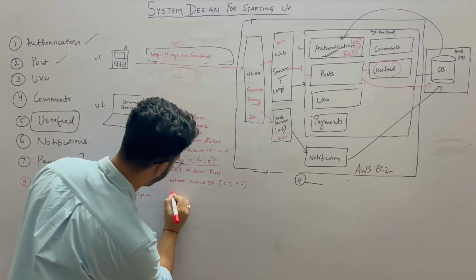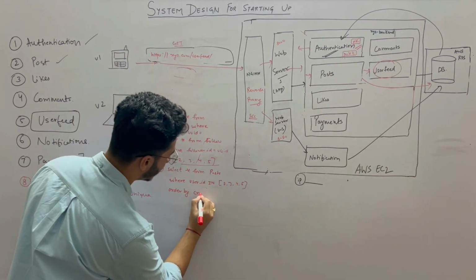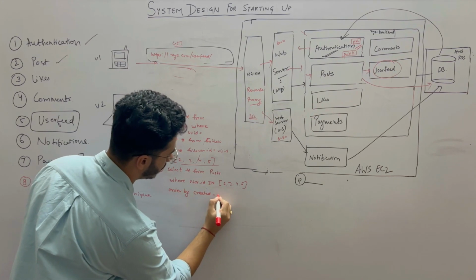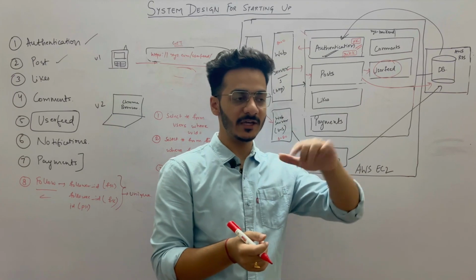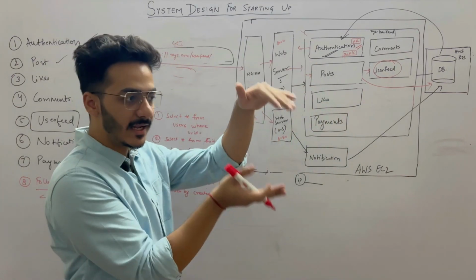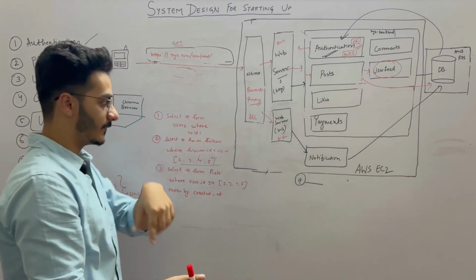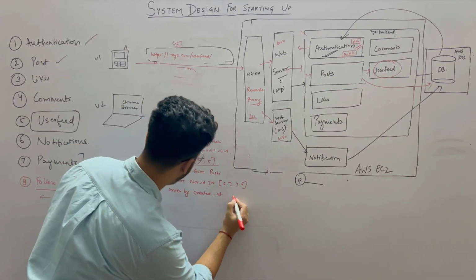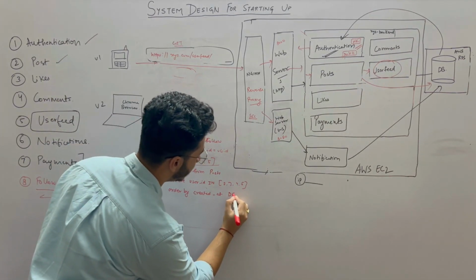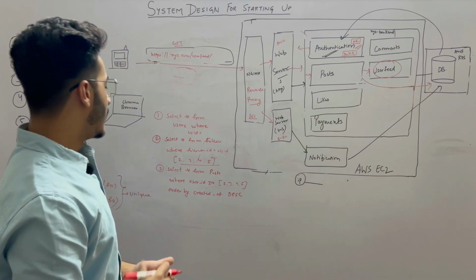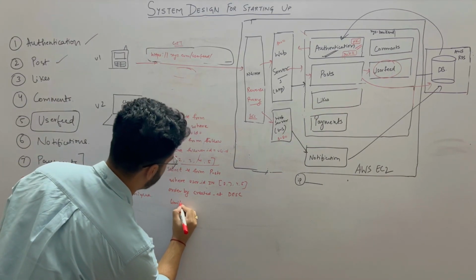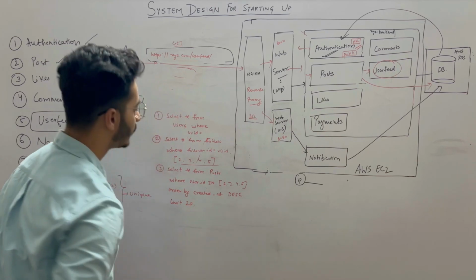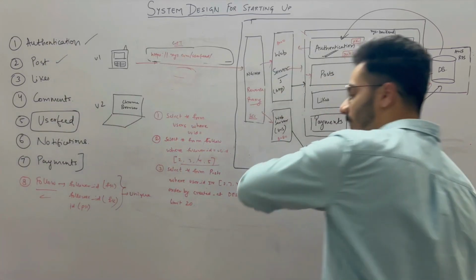So order by created at, and we'll be sorting that in reverse fashion, because when you generally open the user feed, you get the recent post at the top, and then as you scroll down, it gives you older posts. So order by created at DESC, in descending order, and then you will have some limit here. Suppose I have a limit of 20 here. So in a single go I will give only 20 posts.